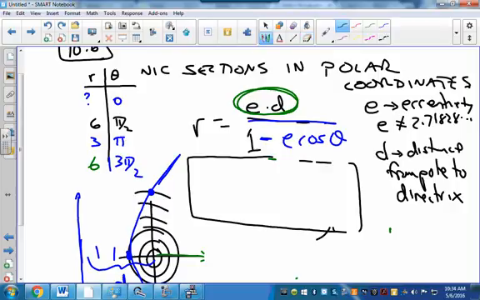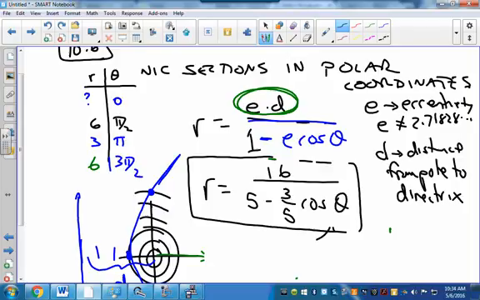So the equation I've got is R is equal to 16 divided by 5 minus 3/5 cosine of theta. So that's the question. And the first thing we've got to figure out is what kind of conic section it is. Sorry, it should be a 5. This should be a 3. Okay, there.